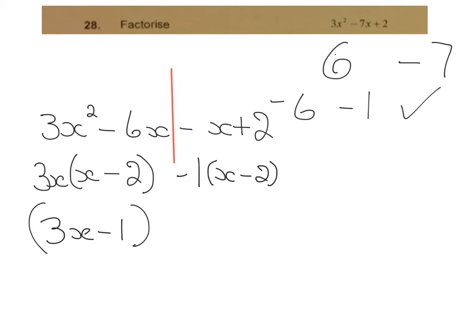And my second bracket is what we've already found there. So x minus 2. And that is fully factorised. So question 29. Multiply out the brackets and collect the like terms.